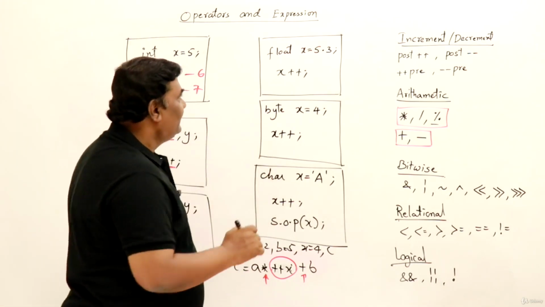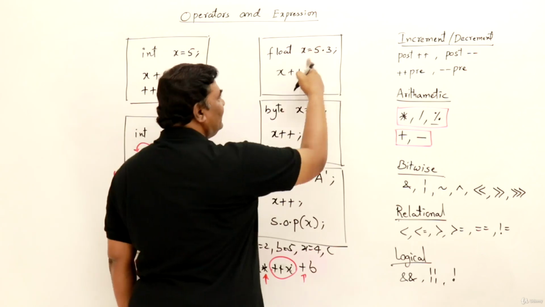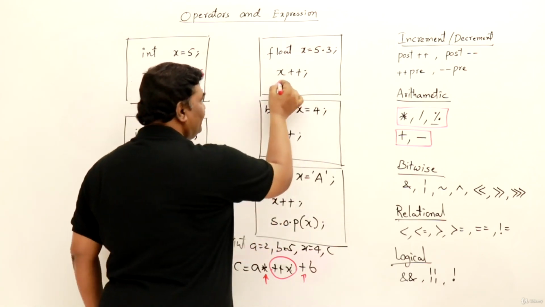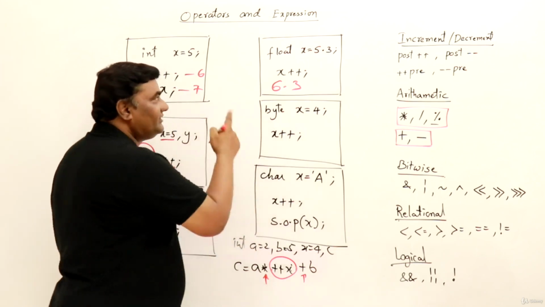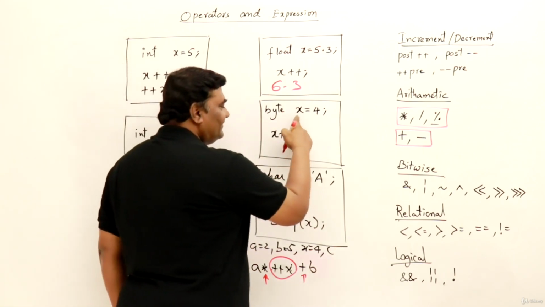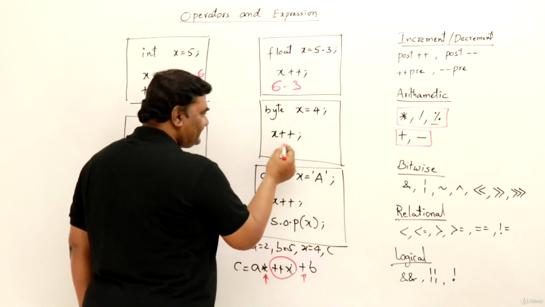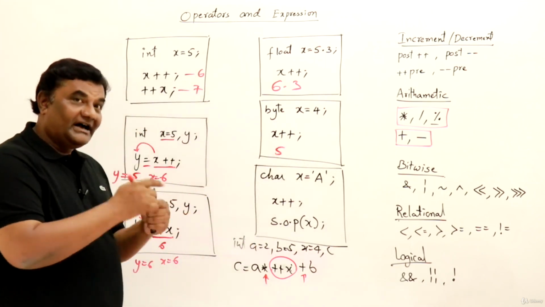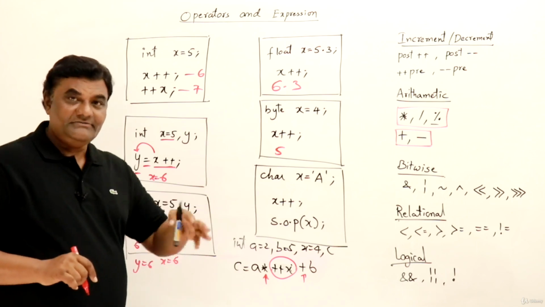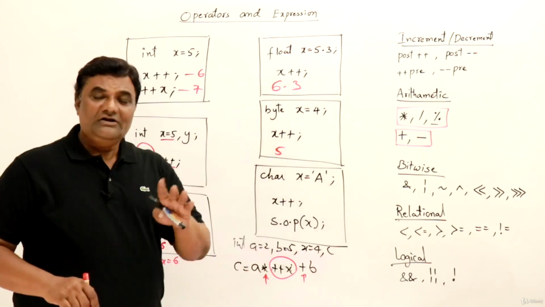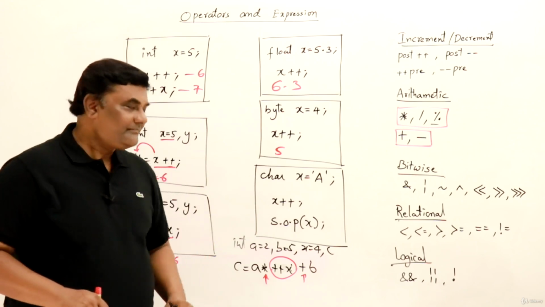Now a few more things. Here I have a float, x plus plus. The float is 5.3, so x plus plus will make it 6.3. So it works on floats also. I have byte 4 plus plus. So this becomes 5, and this will be byte only. It is not integer. So when you perform it on a data type, it remains the same type because we are modifying the same value.